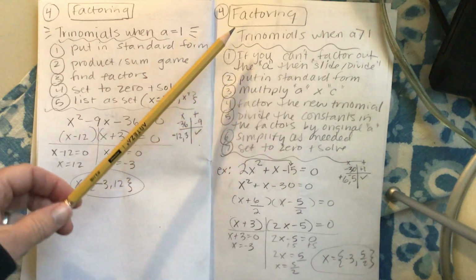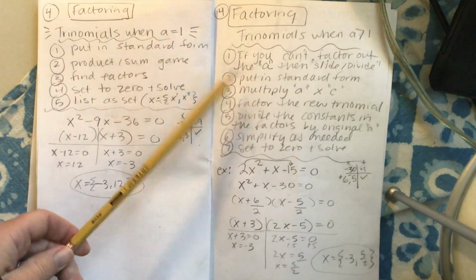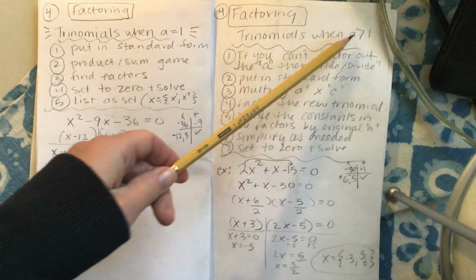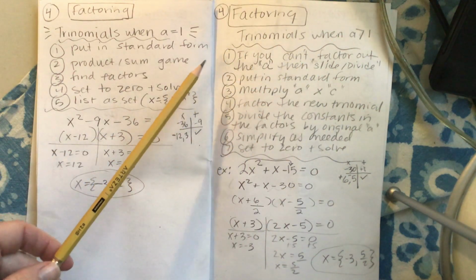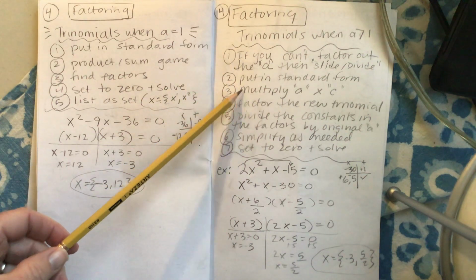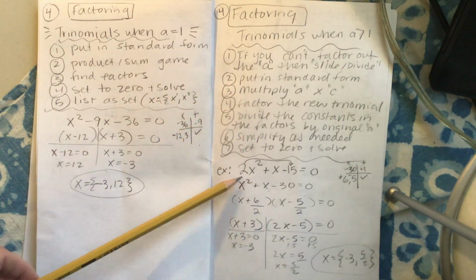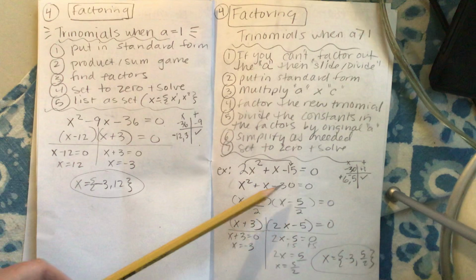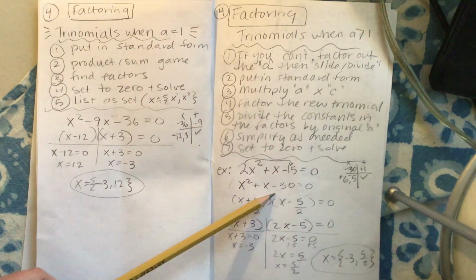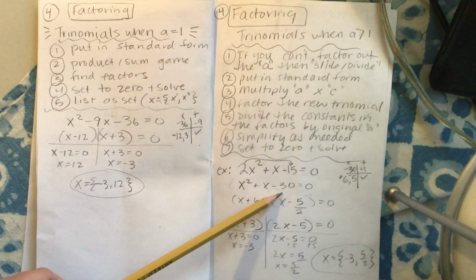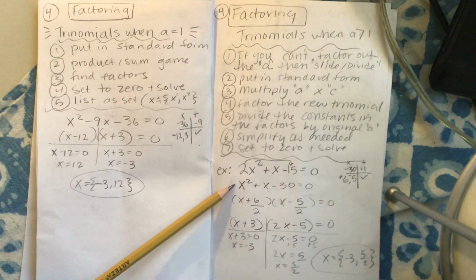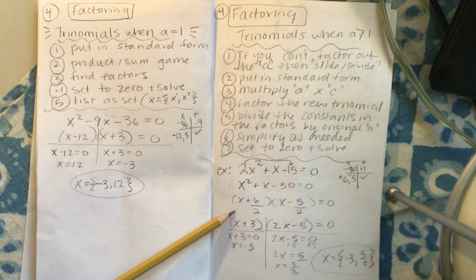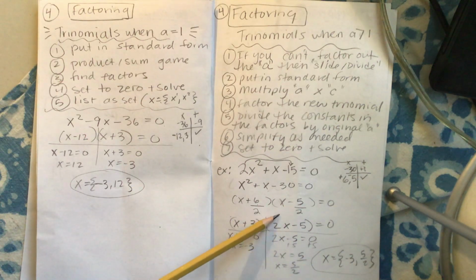Over here, when you have an a that's larger than 1, if you can't factor out that a value, then you have to do that slide and divide. This is probably my least favorite, but that's okay. But make sure it's in standard form. You're going to multiply the a by the c like we did here to get a new c value that I can then factor. So then I'm going to factor out, found the 2 factors of this new equation. I got a positive 6 and negative 5.